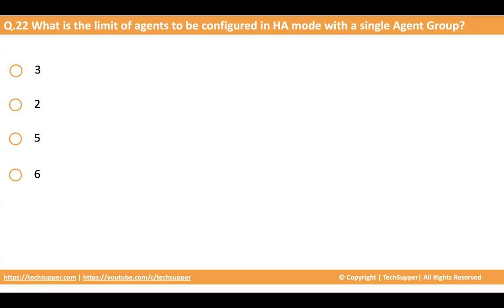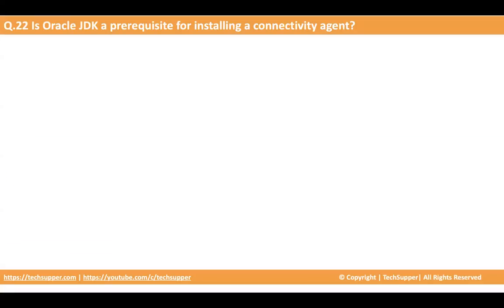If you don't know the answer, you can try to install the connectivity agent and configure it with a single agent group, and you will see when the error comes. But the correct answer is 2. You can have a maximum of 2 connectivity agents configured with a single agent group. Okay, so let's continue and see my third question.